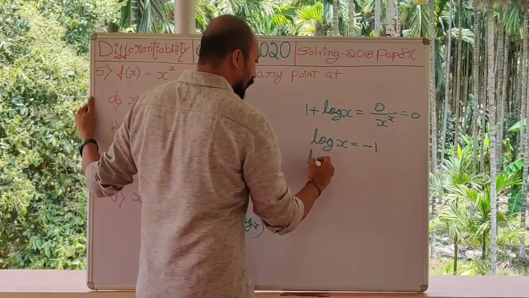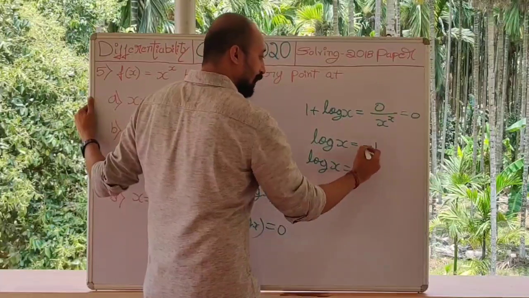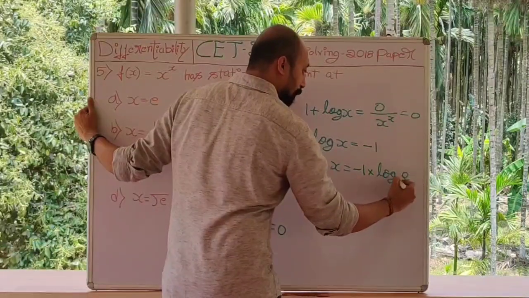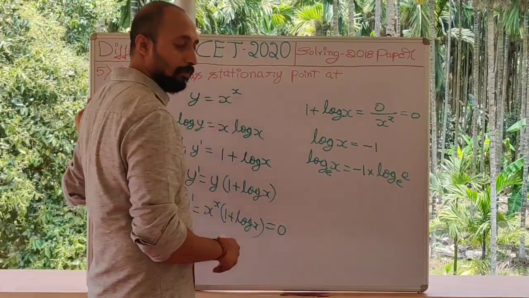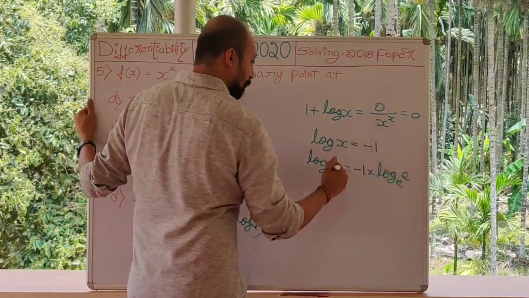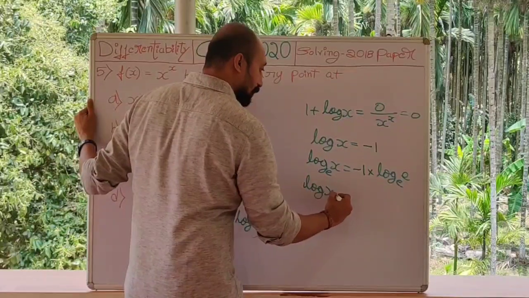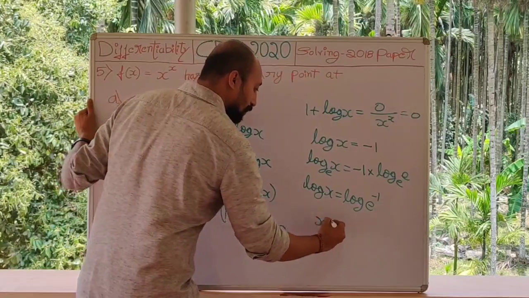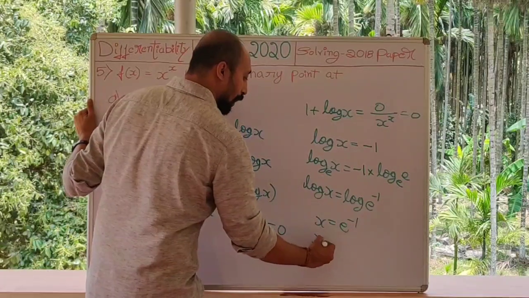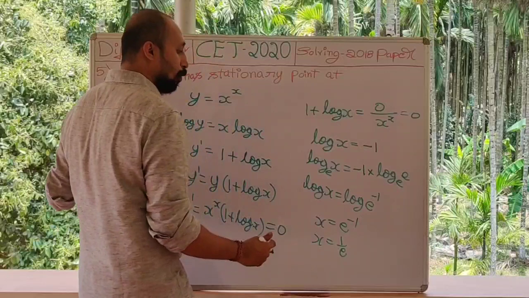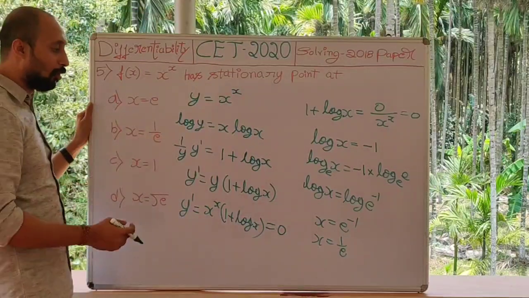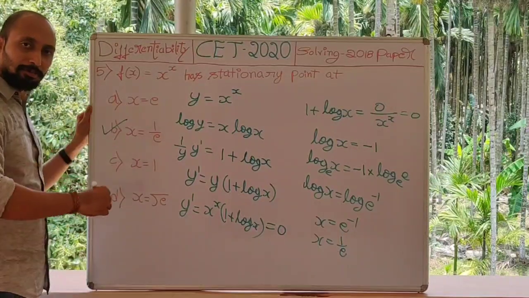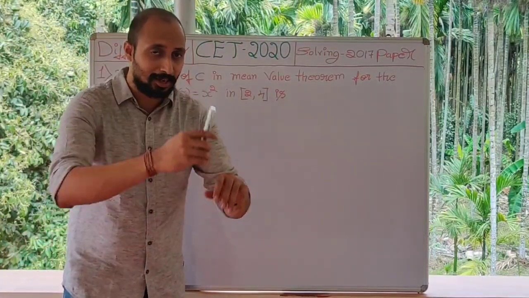So I can write that as, if there is nothing, I can write it as minus 1 into log e to the base e. This also has base e itself. Now I can take this power up there, so I will have log x is equal to log e to the power minus 1. So x is equal to e to the power of minus 1. So x is equal to 1 by e. So when gradient or differentiation is 0, x value is 1 by e. So option B is your right answer. First question of 2017 is here.